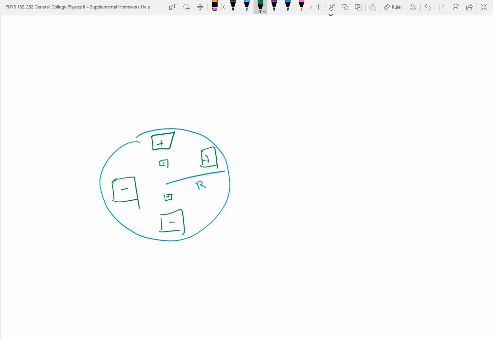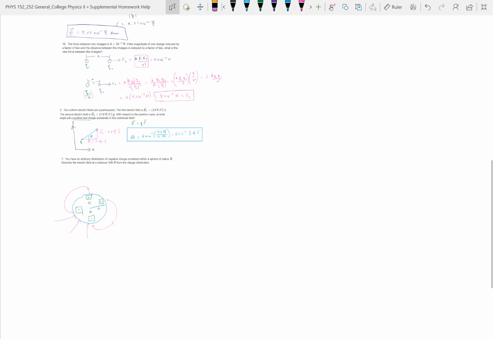You would have essentially the electric field coming out of here and going in there, and coming out of here and going in there. But we also know that we have a net charge that is negative. So if it's a net charge of negative, we're going to have more coming in than we have going out, because the electric field lines go into negative. Now, the question says, what if we go really far away?